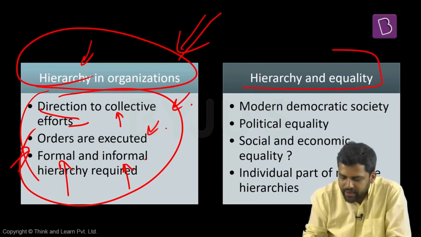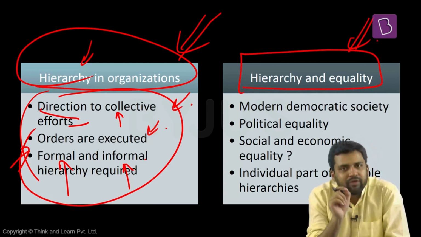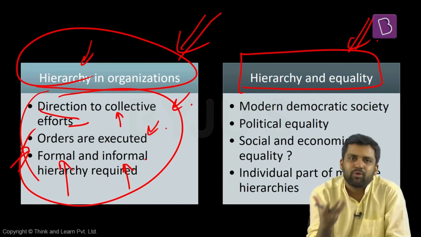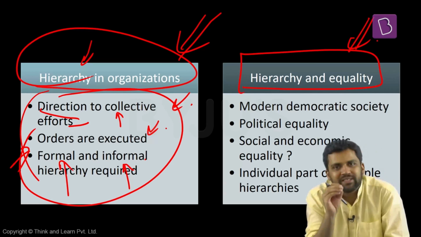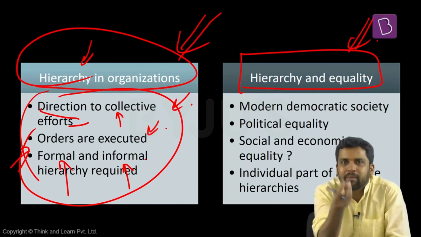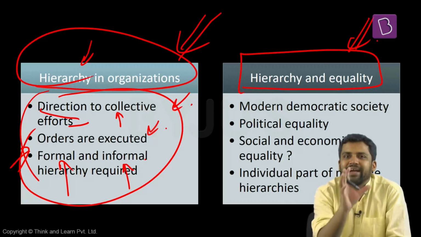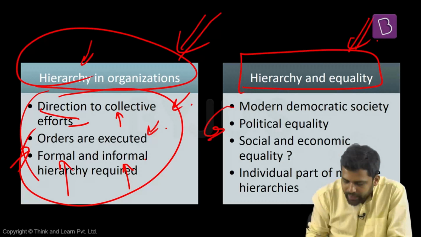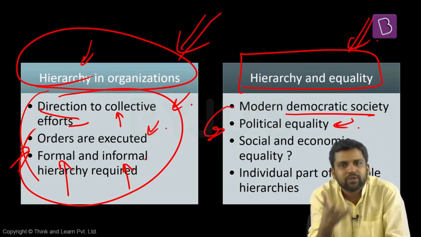Now, what is the relationship between hierarchy and equality? In a democratic society, everyone is considered to be equal. One of the principles of democracy is institutionalized egalitarianism. Everyone is considered to be equal. Everyone has the same amount of vote. Everyone has equal power to decide his or her political representative. So democratic society talks about political equality. It ensures political equality. Universal electoral franchise is an example of that.